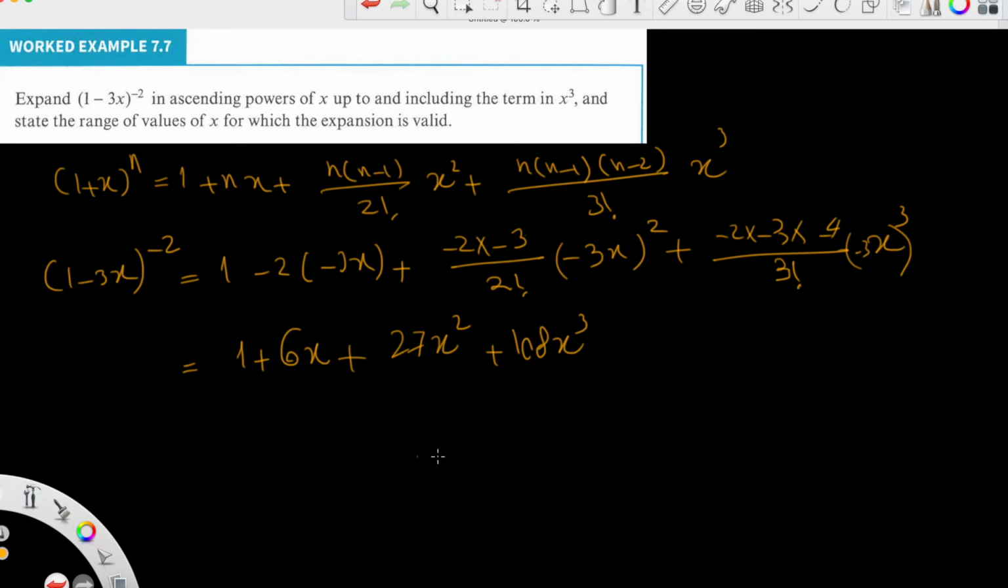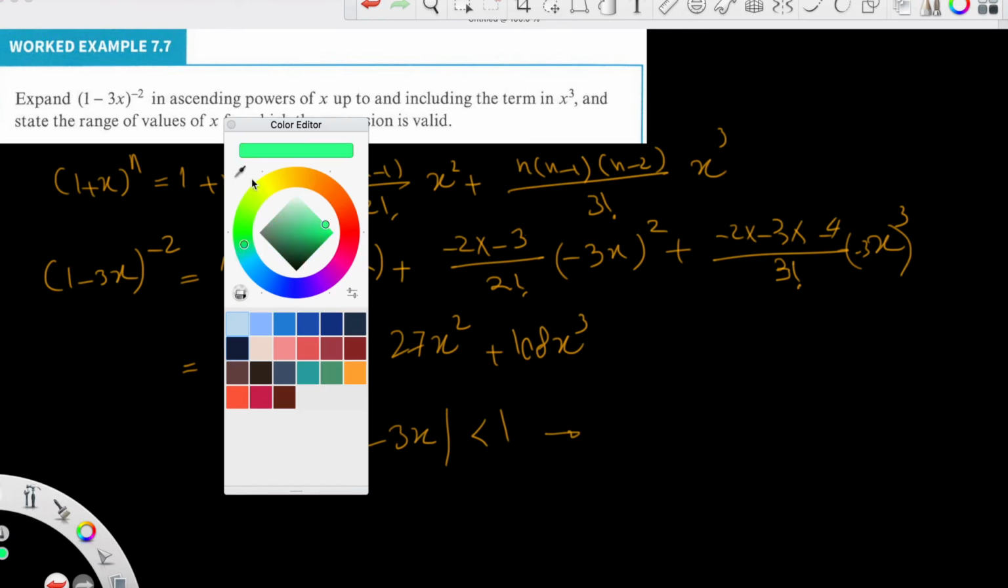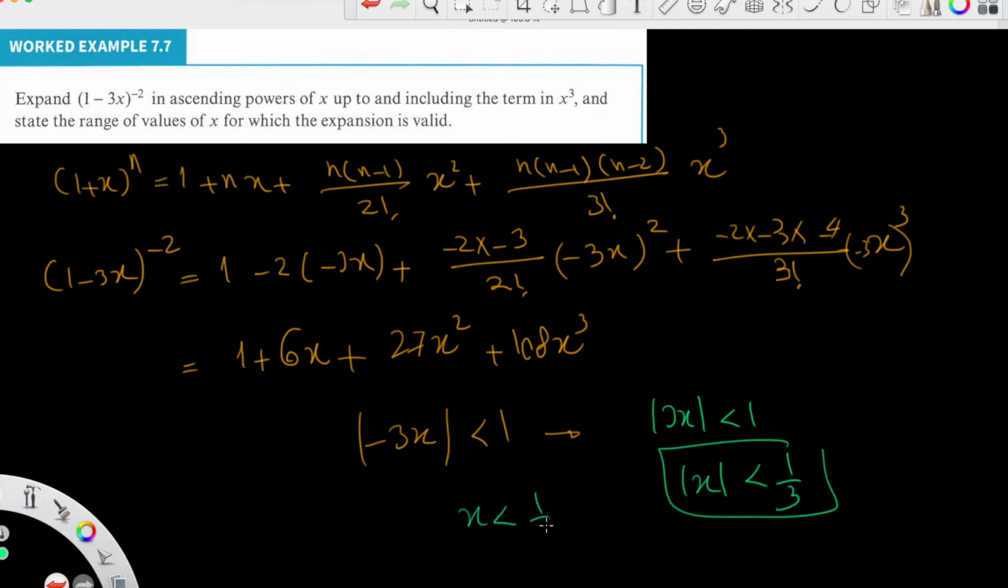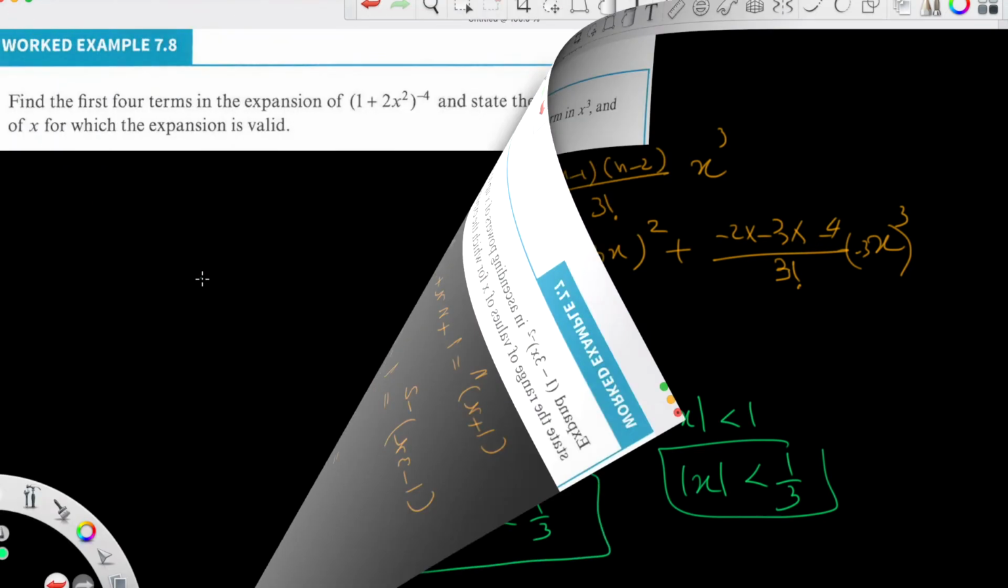Now it says when this expansion is valid. The second term is -3x, so the absolute value of -3x should be less than 1. The absolute value actually removes the negative, so you can say 3x is less than 1, or we can say the absolute value of x is less than 1 over 3, or you can say x is between 1 over 3 and -1 over 3. In this interval, this expansion is valid.